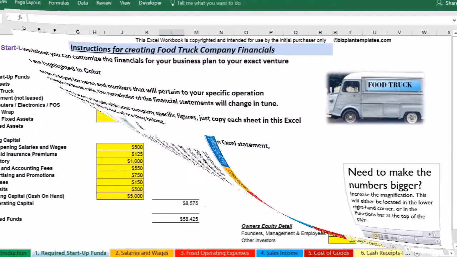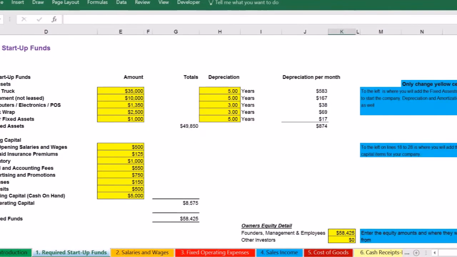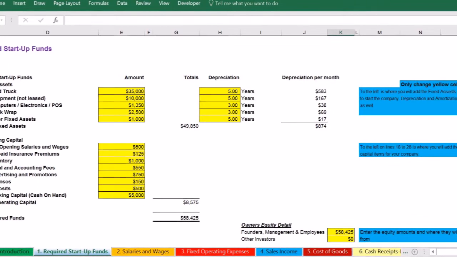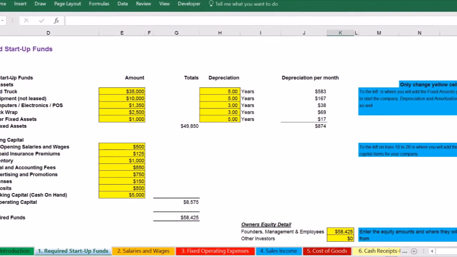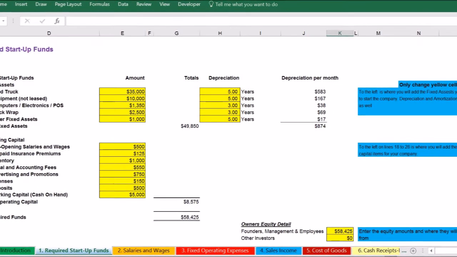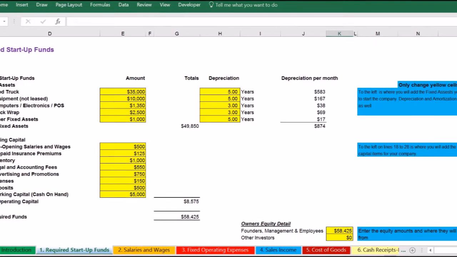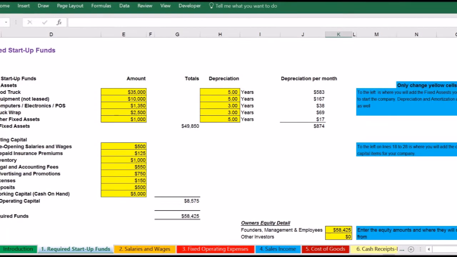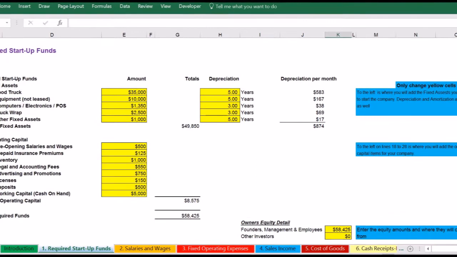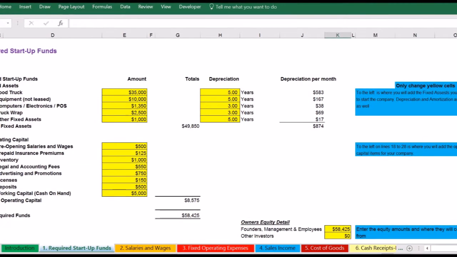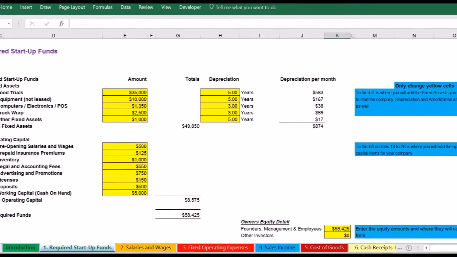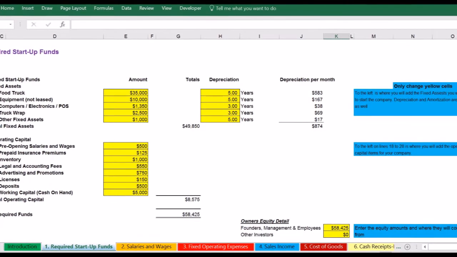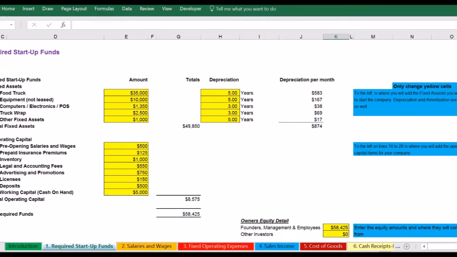The next tab is the required startup funds. Here is where you will detail the costs for purchasing a food truck, any equipment you will need, and more. You will want to enter the specific numbers for your own food truck venture in the yellow cells. Fixed assets are covered, and then operating capital.